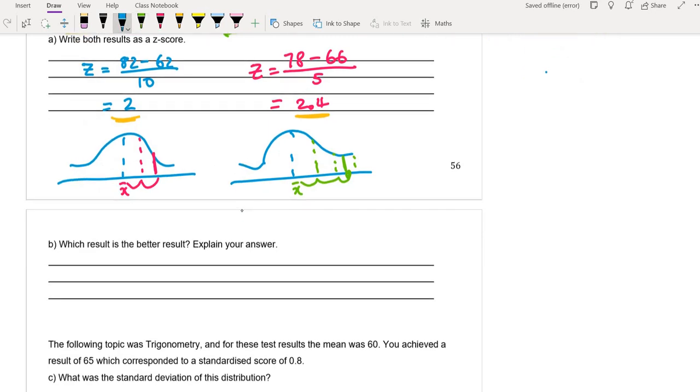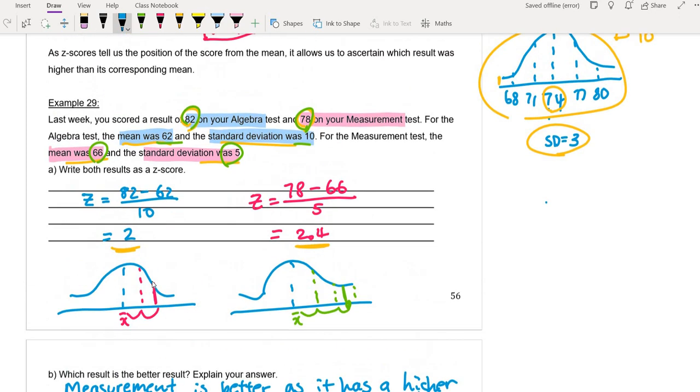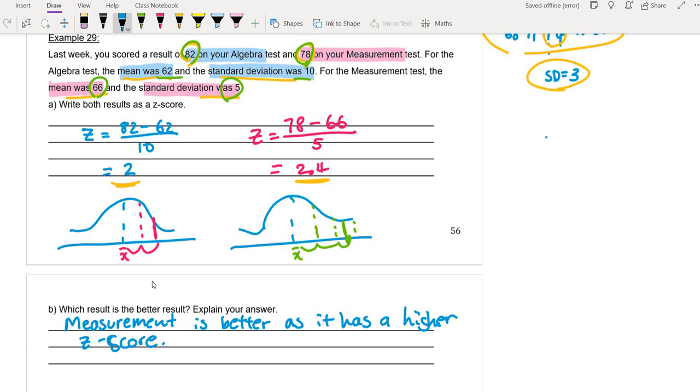So you could write for this answer, measurement was better as it has a higher z-score. That will be enough for something like this. So z-score sort of tells you where you're at in comparison to the mean, so in comparison to others.